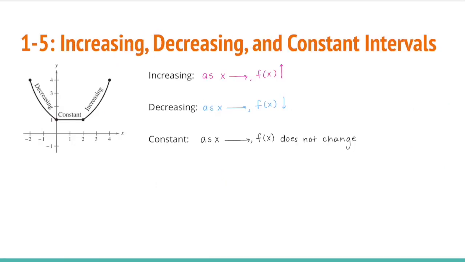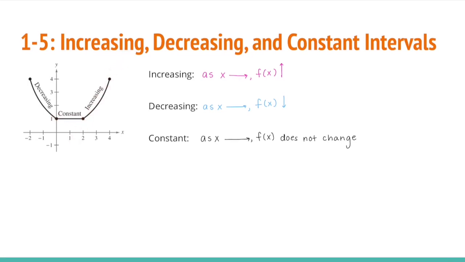Let's talk about how to identify decreasing, constant, and increasing intervals on a graph of a function. So our definition of increasing is as x goes to the right or increases, our f of x, our y's, are also increasing and going up. So we can see that over here. As x gets bigger, so does y. So we can see that that interval starts at 2 and ends at 4.